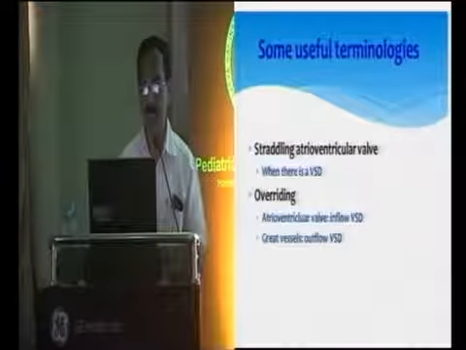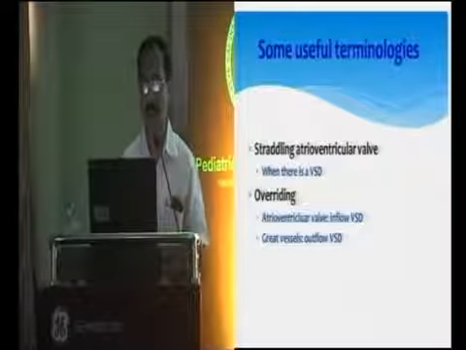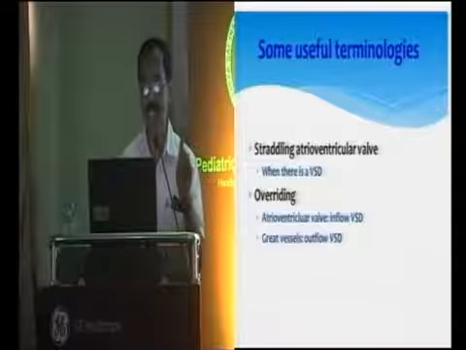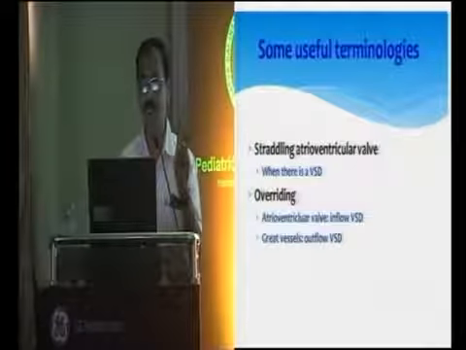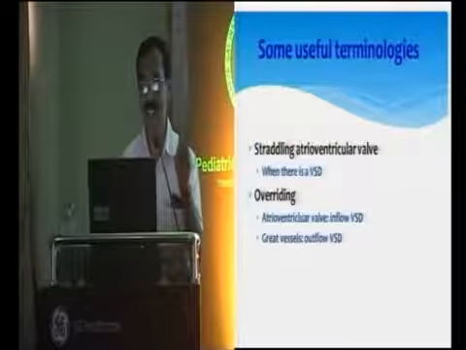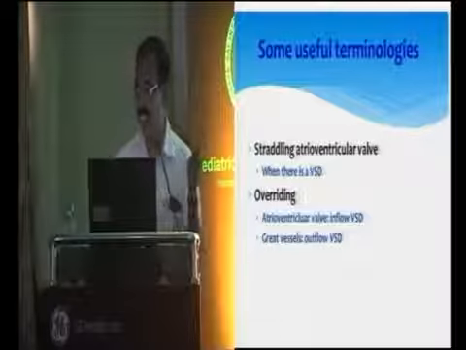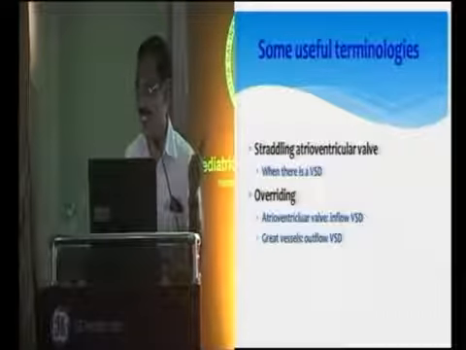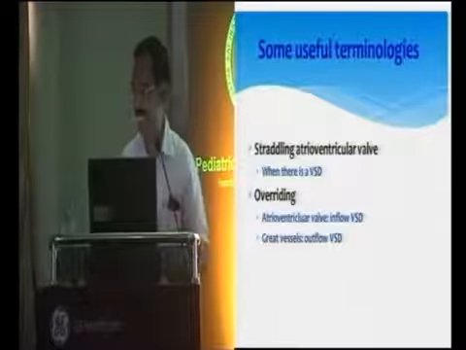Coming to overriding, both atrioventricular valves as well as the semilunar valves can override, but you need a hole close to these valves. So atrioventricular valves will override when there is an inflow VSD. Similarly, the great vessels will override when there is an outflow VSD. Whereas straddling can occur with any VSD. The only thing is you need a large chordopapillary structure to go through that hole.